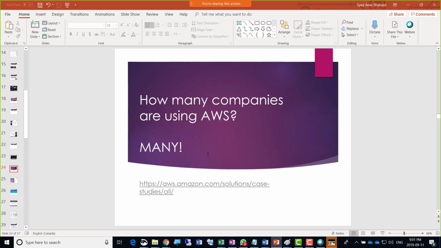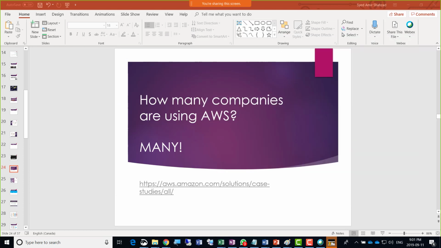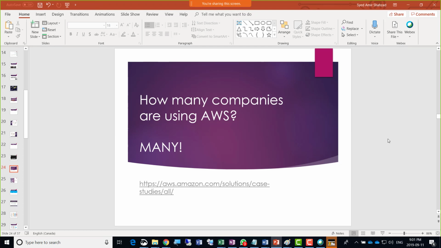Going back to the slide, there's another question by Ali. The big challenge for the government of Canada: the US do not access if we say Canada is the region. US availability can access Canada data even if they say your data is separate. Yeah, so Ali, that is called compliance, and that is a very critical element there.